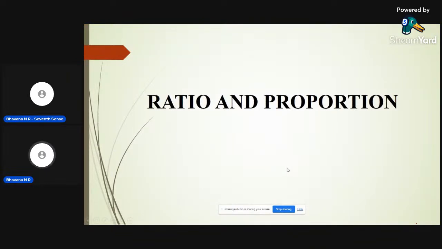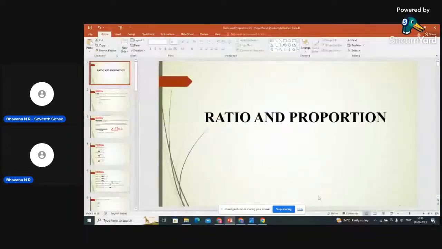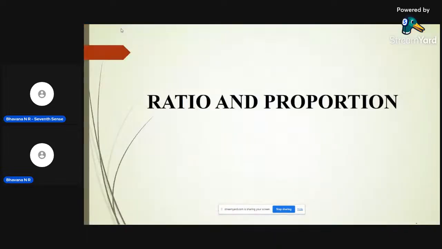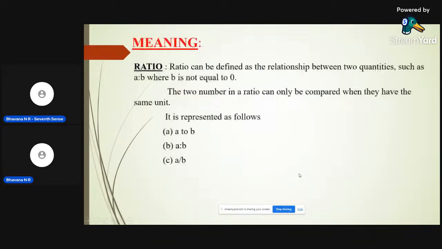So what do you mean by ratio and proportions? Ratio means what? We are writing the ratio as 1:2 and 2:3. Like that, we are writing the ratio, right? So next, let's see what is the actual definition of the ratio.